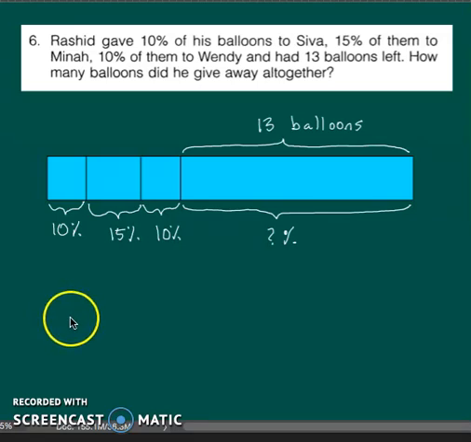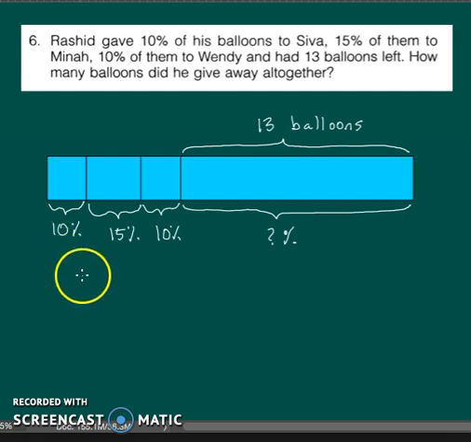For this problem, we don't actually know at the beginning how many balloons Rashid had to start off with. But what we do know is that he gave 10% of them to Siva, 15% of them to Mina, and 10% of them to Wendy. We're also told that he had 13 balloons left over after he gave all of these away.